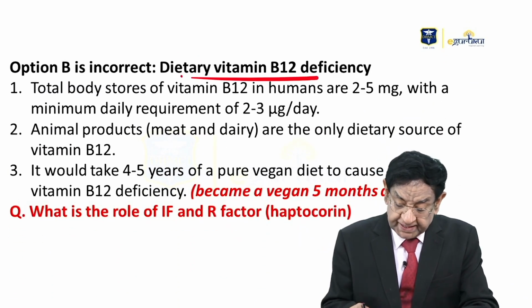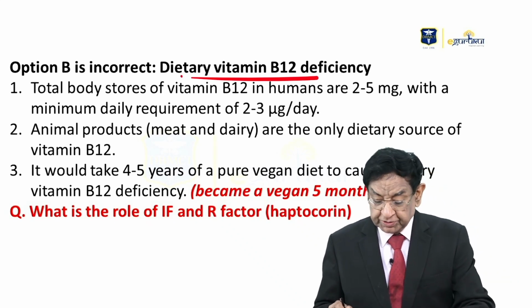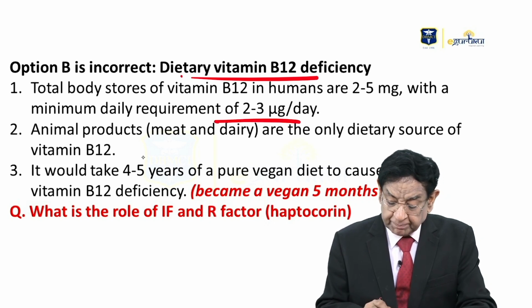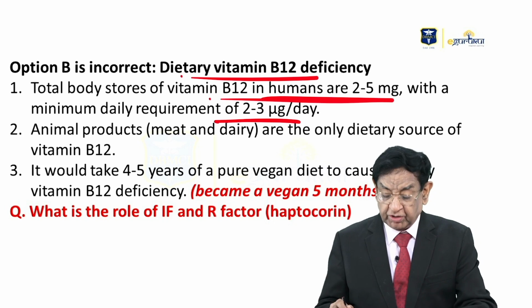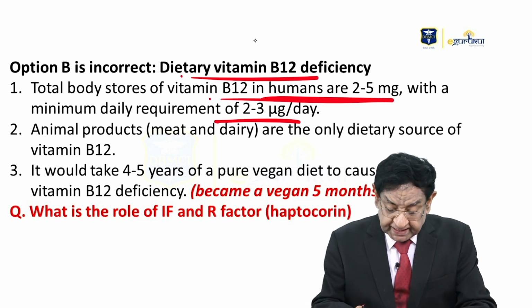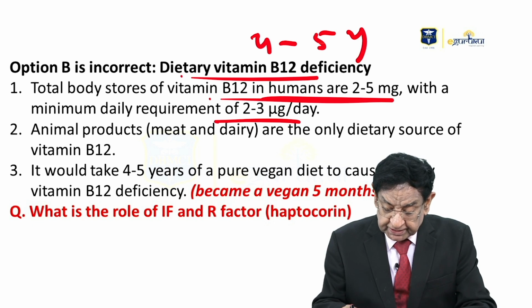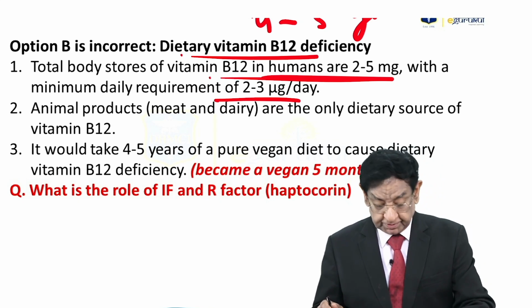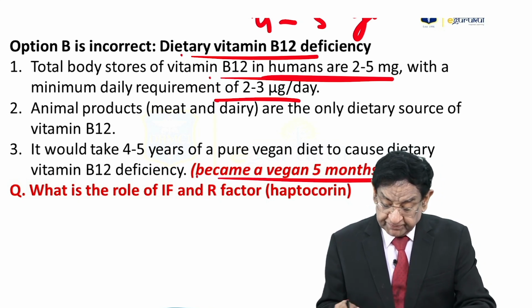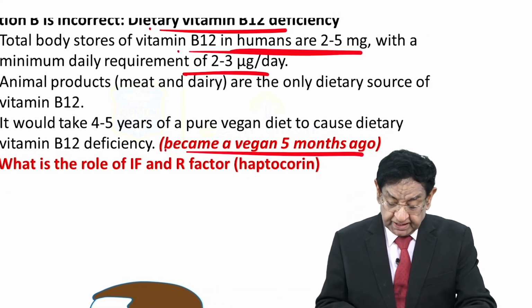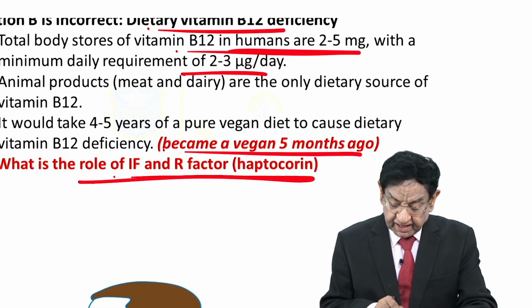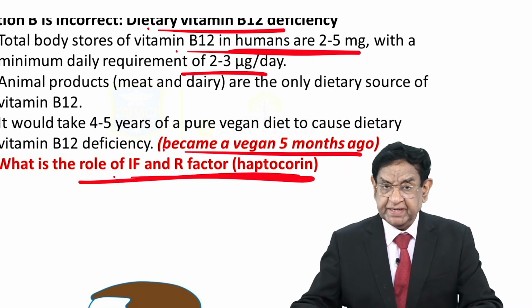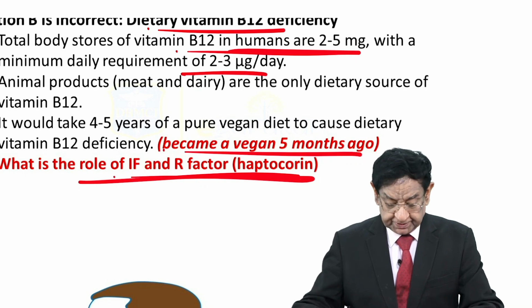What about dietary vitamin B12 deficiency? At this point I only told you this question: the normal requirement is 2 to 3 microgram per day, and the liver has a storage of 2 to 5 milligram, which can last for about 4 to 5 years. Our patient became vegetarian only 5 months back, so this is ruled out. Now, what's the role of intrinsic factor and R factor haptocorrin? Stop the video, write down the answer in B12 metabolism or absorption.